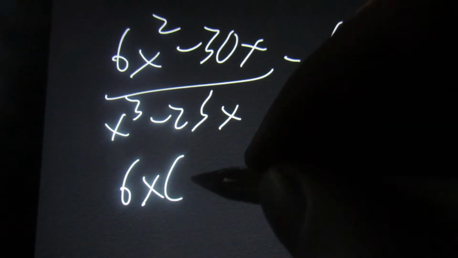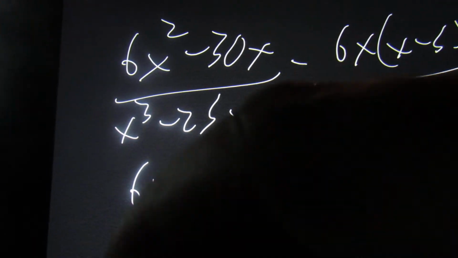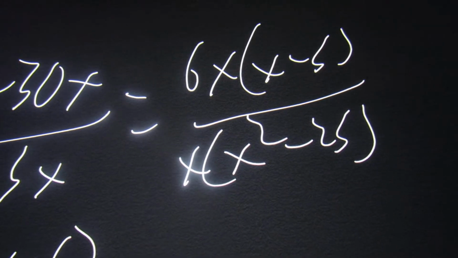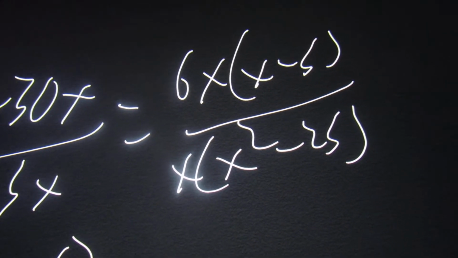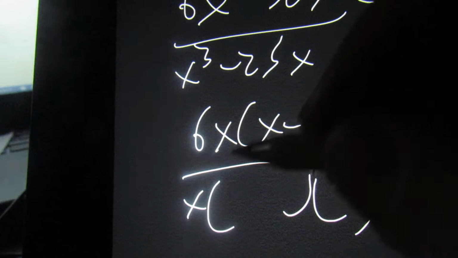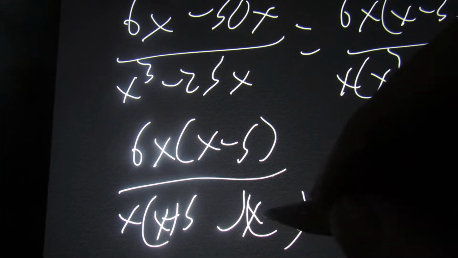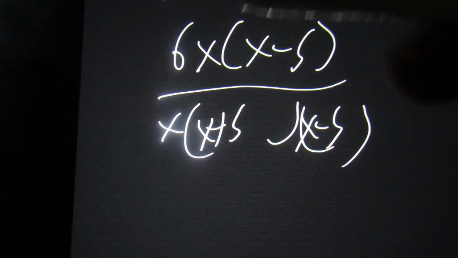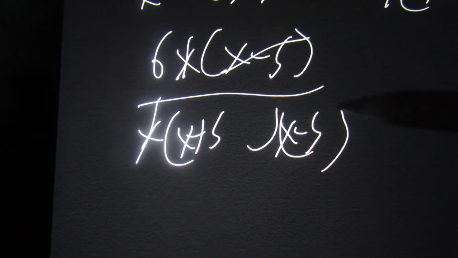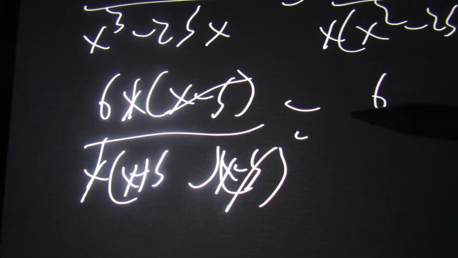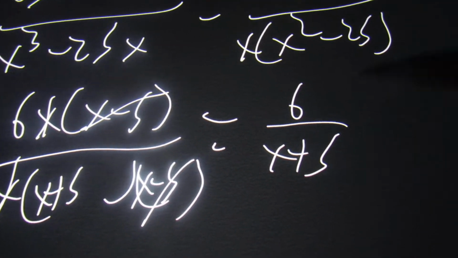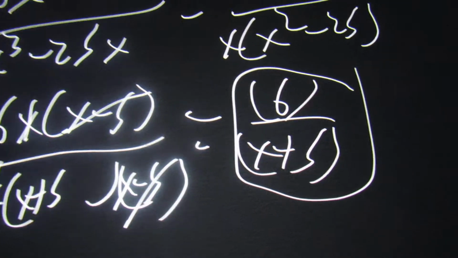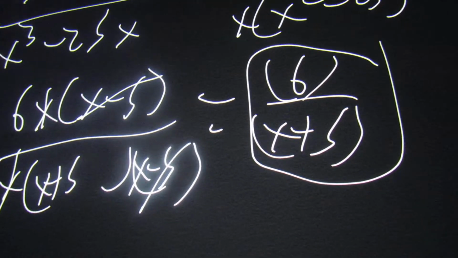We're going to keep the top, 6x, x minus 5. We have an x, and then the difference of two squares, we take the square root of the first and the square root of the second. We do that twice and put one with plus, one with minus. So x plus 5, x minus 5. So now what can we cancel? We can cancel the x's. We can cancel the x minus 5's. On top, we're left with 6. On bottom, we're left with x plus 5. And again, if you're not using the math quill, put the parentheses around those.